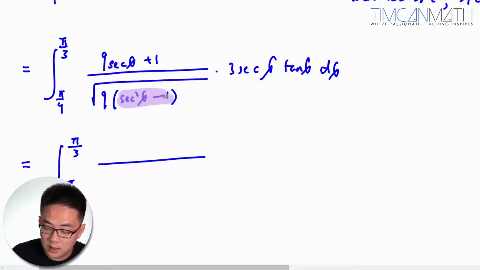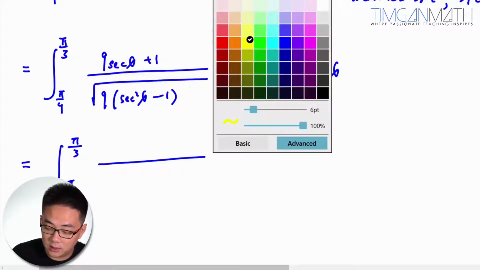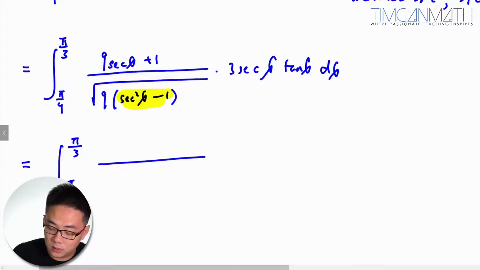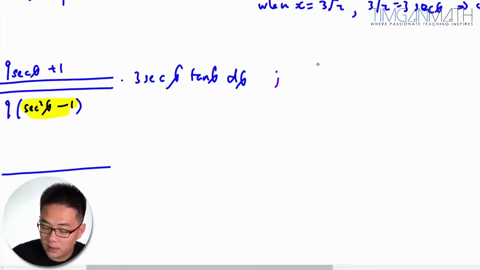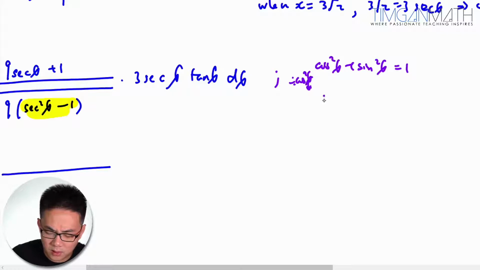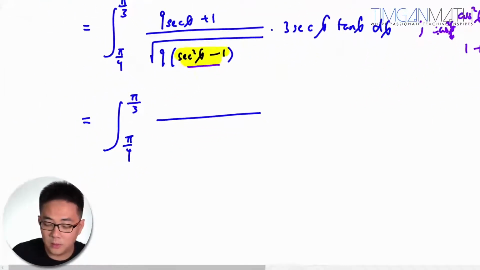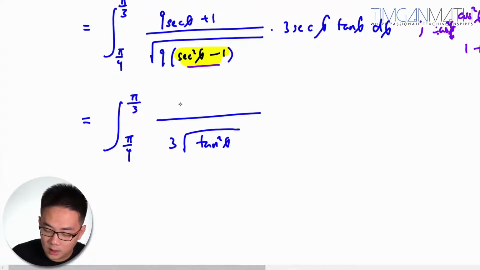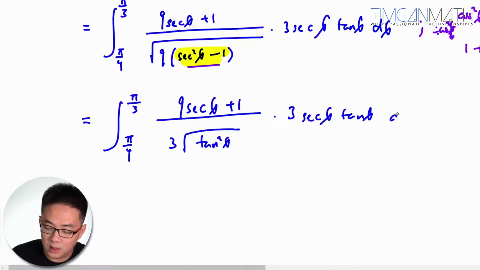We know that secant squared theta minus 1 will be tangent squared theta. This you have to know. Essentially we know that cosine squared theta plus sine squared theta equals 1. So we divide everything by cosine squared theta, and this will be 1 plus tangent squared theta equals secant squared theta. So the denominator becomes 3 tangent theta, times 9 secant theta plus 1, times 3 secant theta tangent theta d theta.